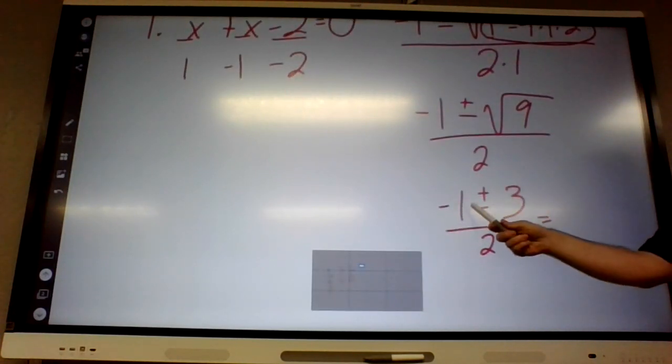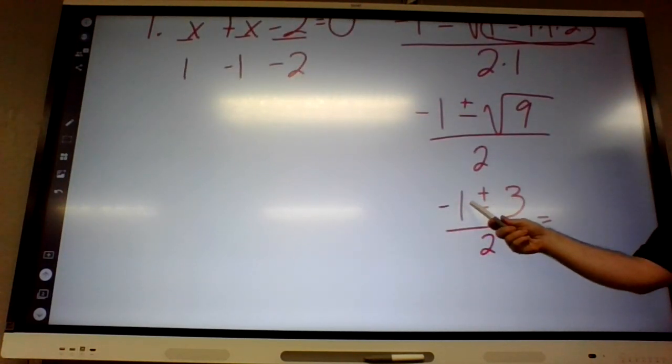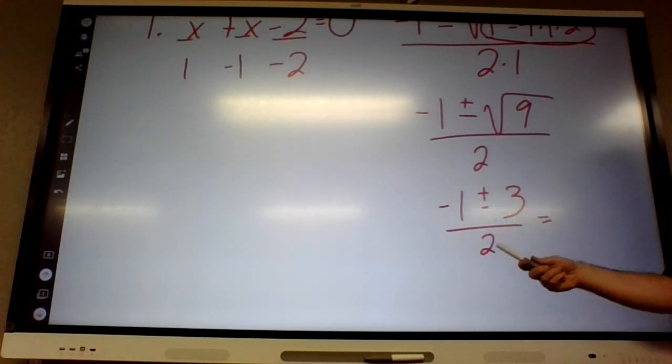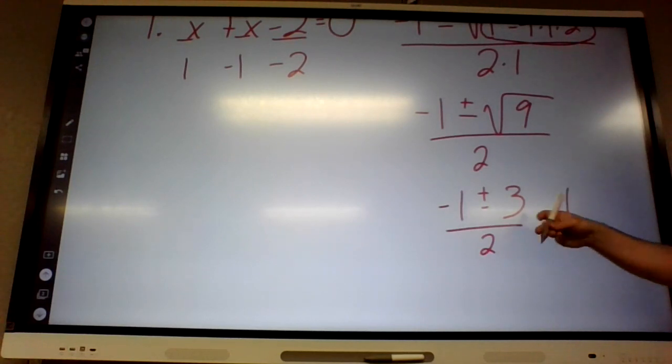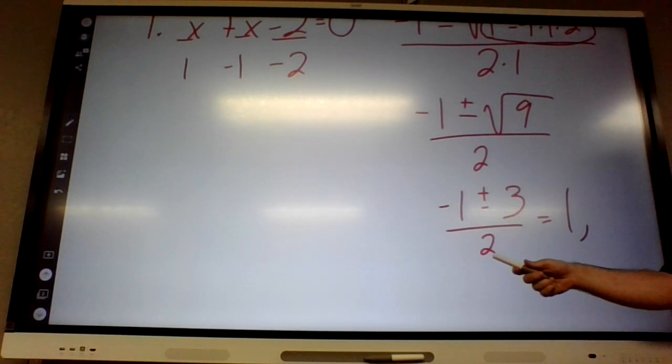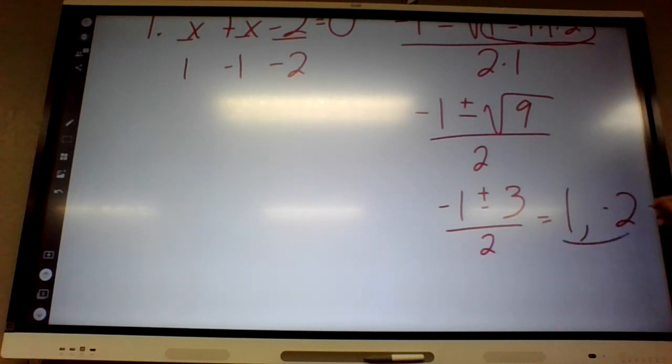We've got to go ahead and finish this, since you can simplify this. What's -1 plus 3 divided by 2? 1. And -1 minus 3, -4 divided by 2. Okay, so just like yesterday's, it's got a couple answers. Normally, almost always, a quadratic equation should have 2 answers. Is there some exception? Yes, there is a rare exception.